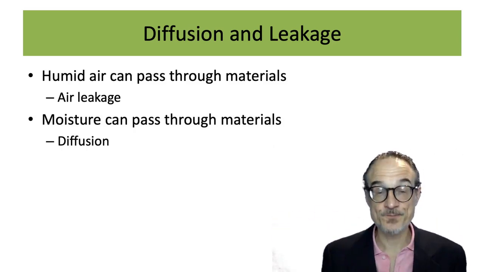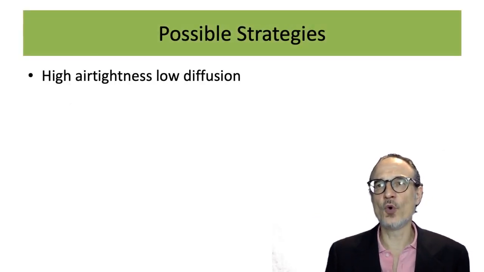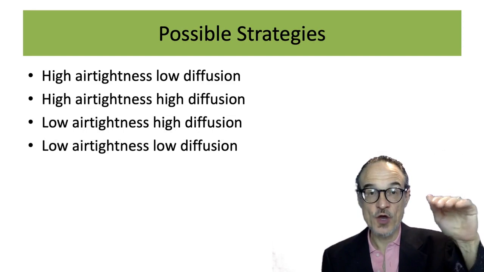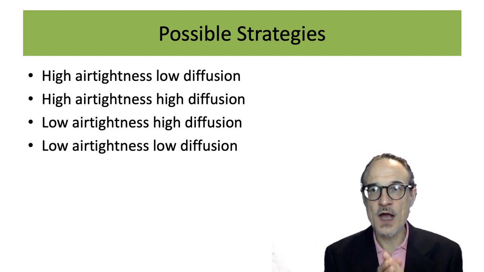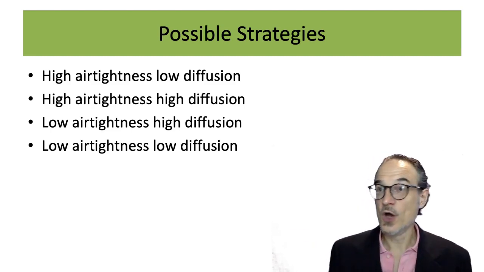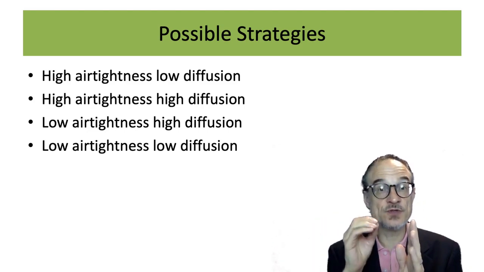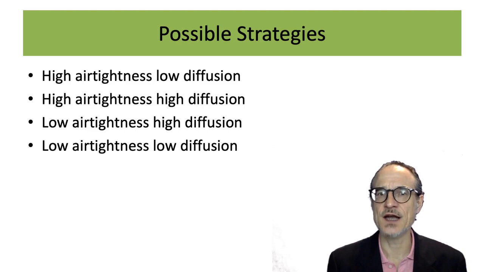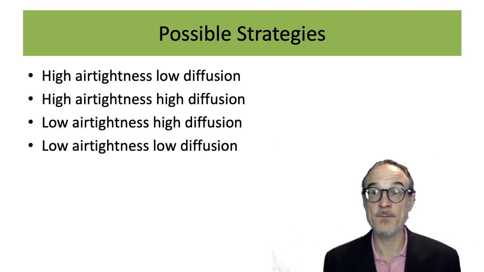So when we're building a building, we can think of maybe four different ways of doing things. We could have a very highly airtight building with very low diffusion, so it doesn't let any air through at all and doesn't let any moisture through at all. We could have a very airtight building that doesn't let air through, but it's open to moisture, so moisture can get through the walls. We could have a very low airtight building and a very high diffusion building, so basically completely open, air can go through freely, moisture can go through freely.